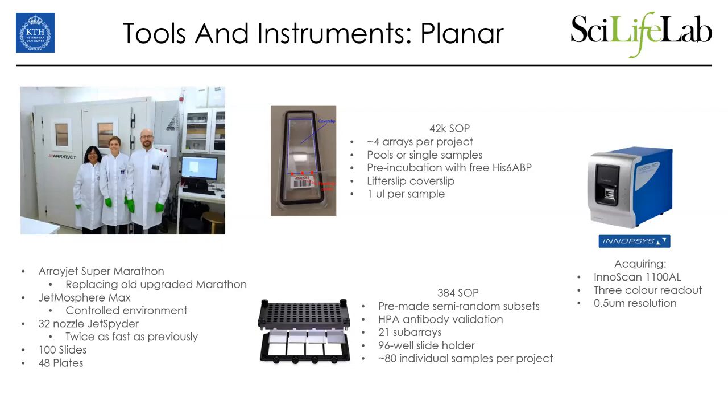So to make these planar arrays, we have some tools and instruments that are based around the Arrayjet Super Marathon. This replaced during the summer an old upgraded Marathon. And together with this instrument, we also bought the Jetmosphere Max to be able to have a controlled environment for the arrayer. Our old instrument was standing in the room together with humidifiers and dehumidifiers so that you could try to maintain the humidity and the environment in the room. And that was kind of a not optimal solution. So we're happy that this option with getting a whole small box for the instrument is offered.